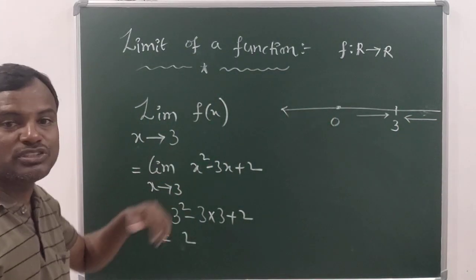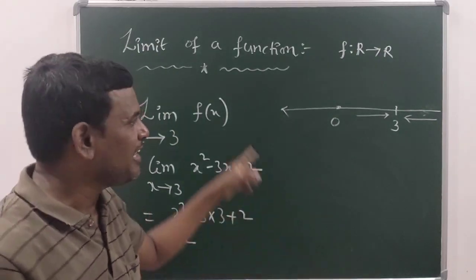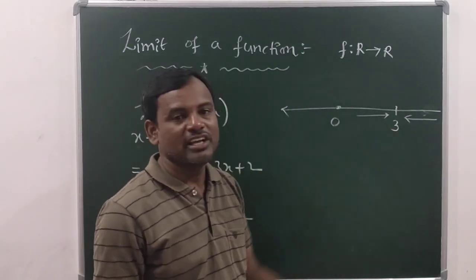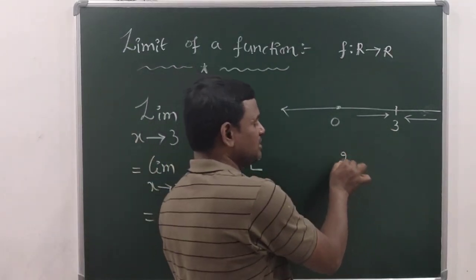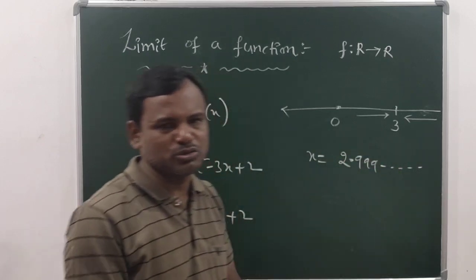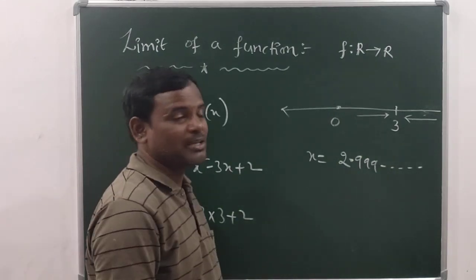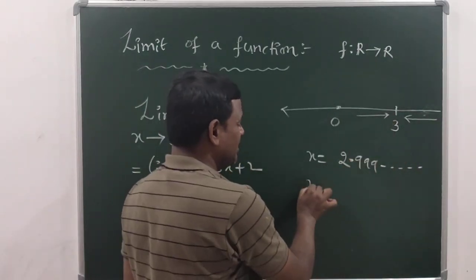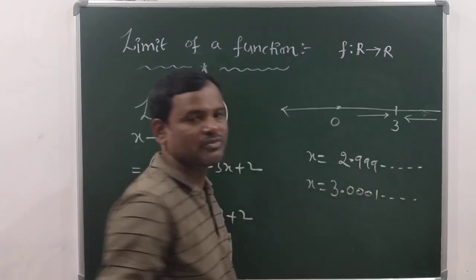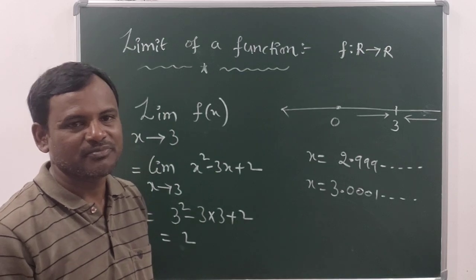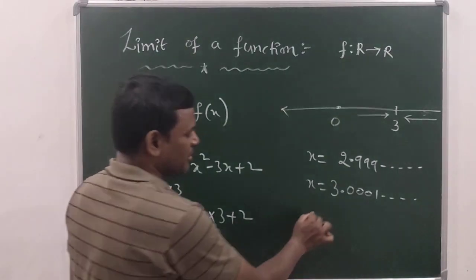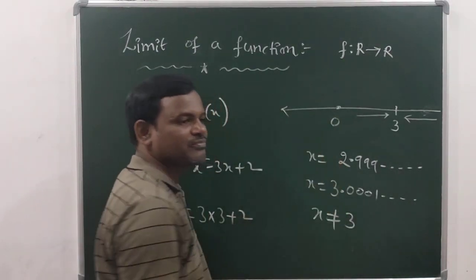Okay, x is approaching 3 from where? Either from the left side of 3 or the right side of 3. If it approaches 3 from the left side, x may be 2.9999, very close to 3, but not exactly 3. If x approaches 3 from the right side, then x can be 3.00001 and so on. Very close to 3, but not 3. A very narrow gap will be there between the 3 and x. But x is not equal to 3.